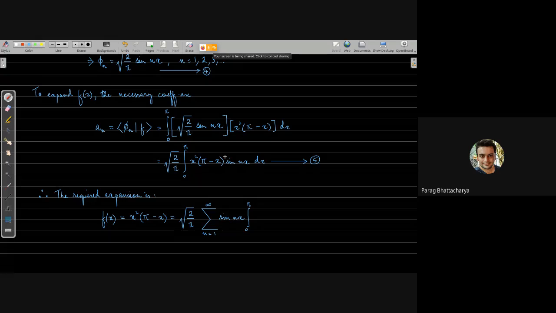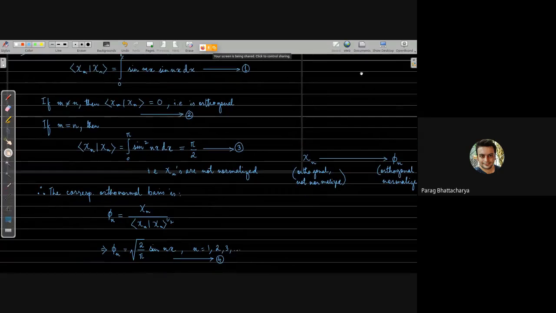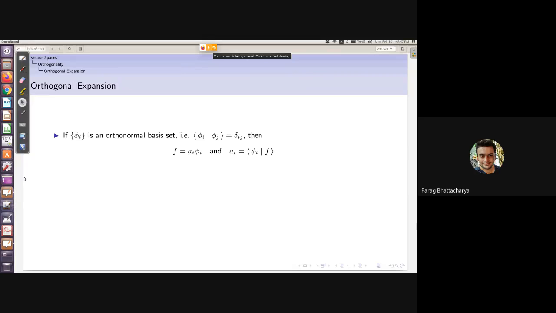Basically this expression: 0 to pi x square into pi minus x, sine n x into dx. So this is the kind of expansion that we are talking about. I leave this to you, work this out and then plug it in, and that is going to give us the expansion of this particular function. So this is what is meant by an orthonormal expansion. Is this clear to everyone?